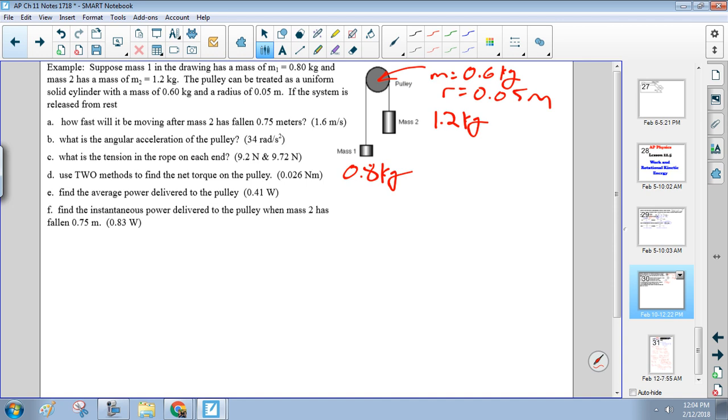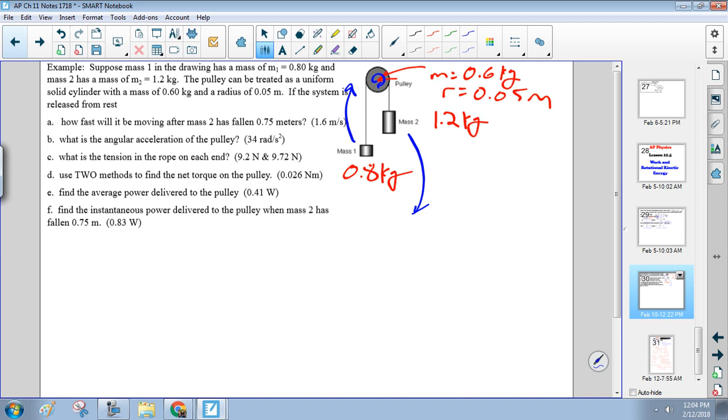Okay? So the idea is mass 2 is heavier, so mass 2 is going to fall, mass 1 will go up, and the wheel will rotate, right? Okay? So let's do this in terms of conservation of energy, right? All of our forces are conservative forces. The only force here is gravity, and then tension, which is an internal force, and shouldn't affect the total energy of our system. Okay? So here's what I'm thinking.